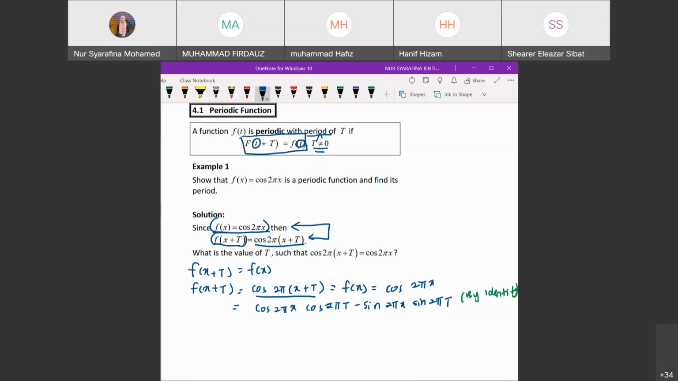So from the expanded function of cos 2π(x + T), in order to make sure that it equals cos 2πx, this one should be what? This one should equal 1, right? And this one should equal 0. If this is 1 and this is 0, then it can be cos 2πx. So now we have to determine the value of T so that this equals 1 and this equals 0. Is that clear? Understand or not?